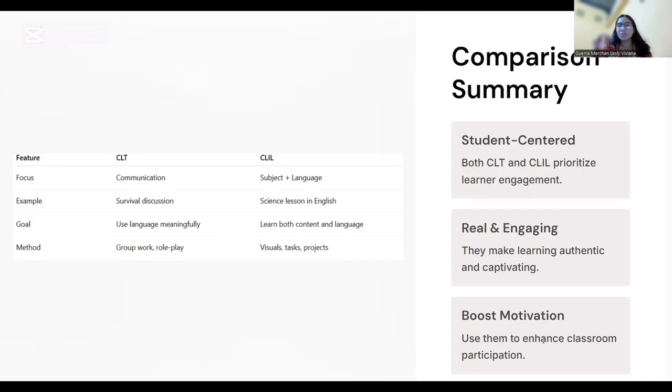So the vast motivation is that they use them to enhance classroom participation.